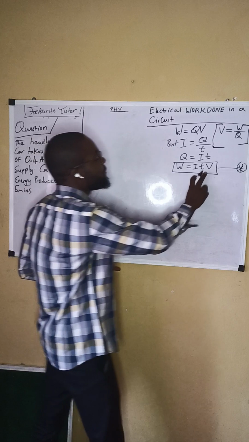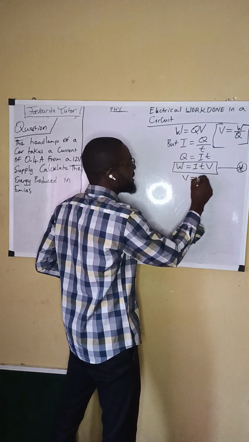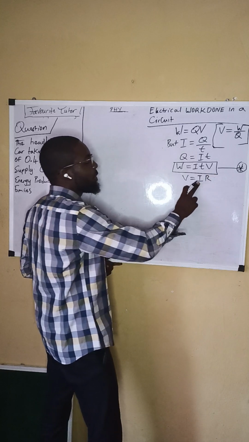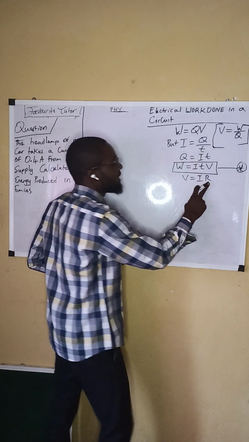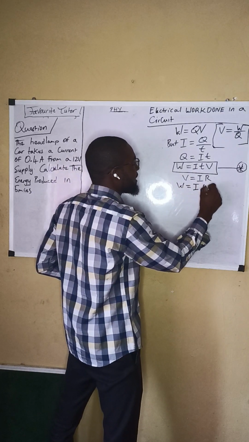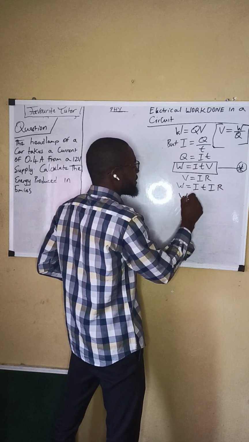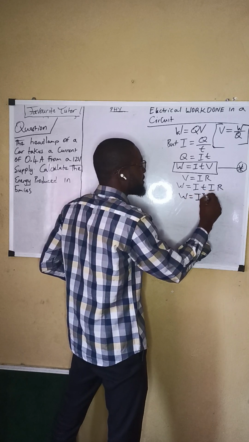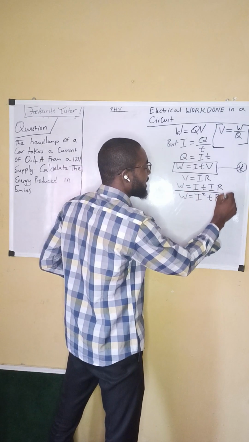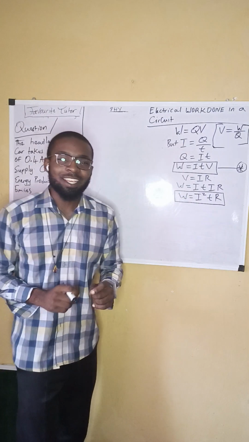Now, you know that from Ohm's law, V is equal to I R, that is current times resistance. So we substitute. Work done equals I T, then I R again. Then the work done is going to be I squared R T. So this is another equation for work done in a circuit.